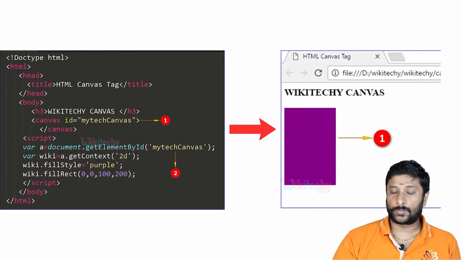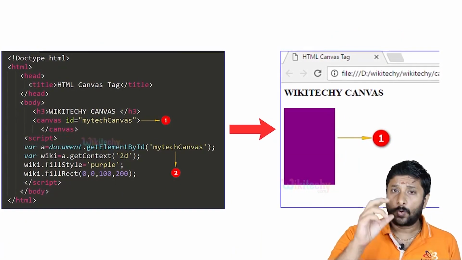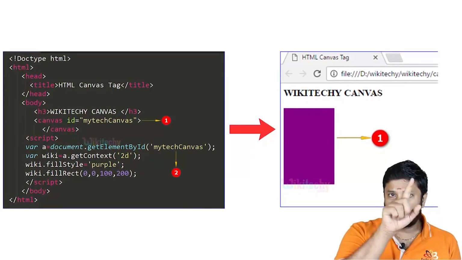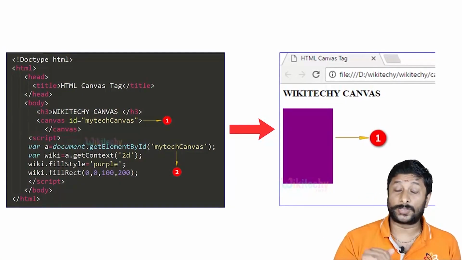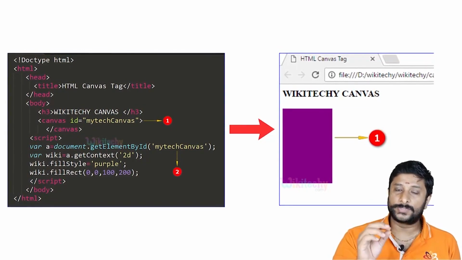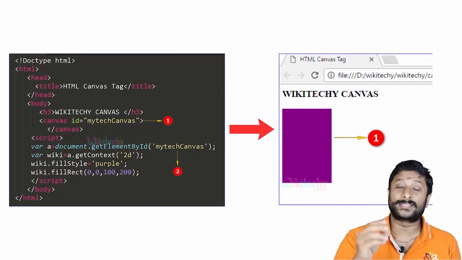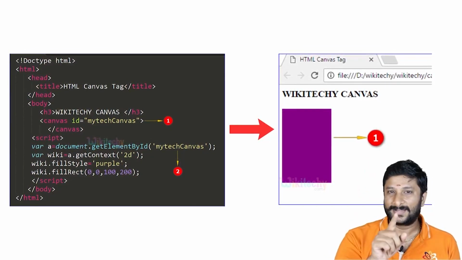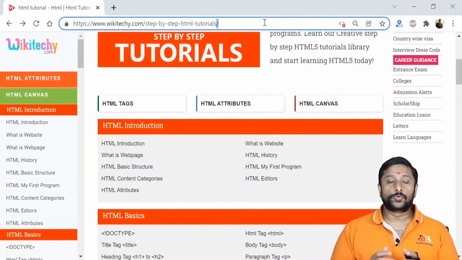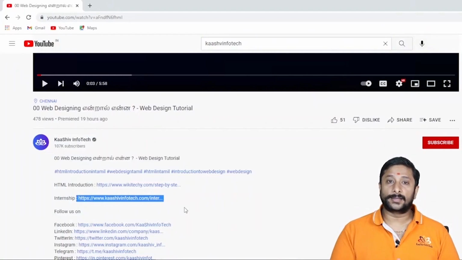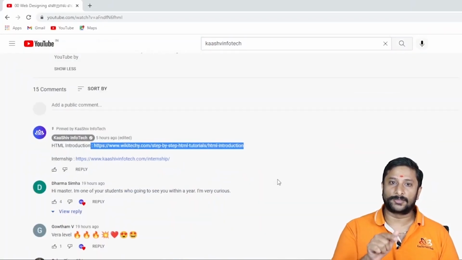Let's move on to the canvas areas. Before that, once the canvas is ready, so you place a canvas, and under the canvas, if you want to do some designs, you have to use JavaScript. So using JavaScript, you can write the code to design something and place it in the canvas. Let's move on to the website to see how this canvas works. Let's move on to the topics learning link. This link is available in the description and in the first comment.